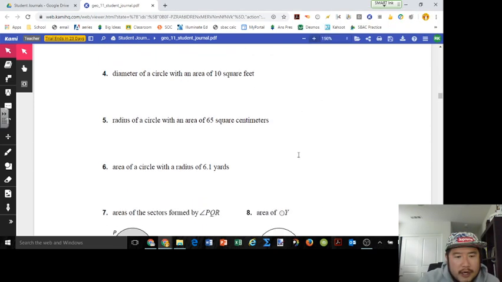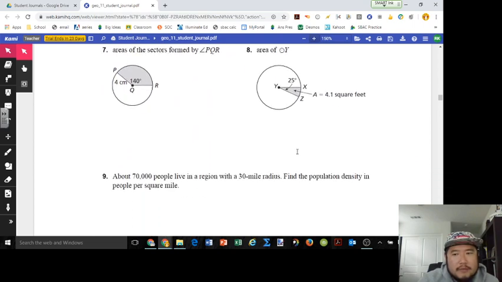Let's take a look and drop down to number 7. Right here, we're now dealing with area of our sector, and the area of the sector formed by angle PQR. If I look right here, here's my sector that's highlighted, and I want to find that area.